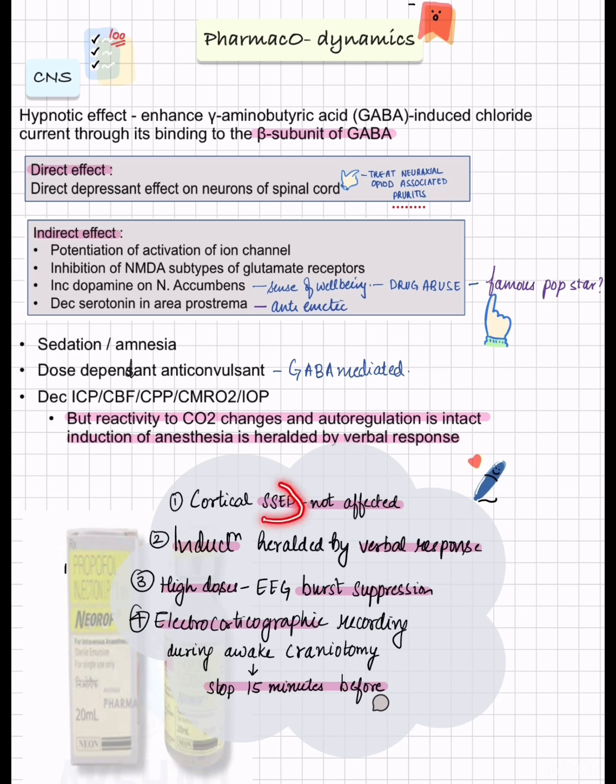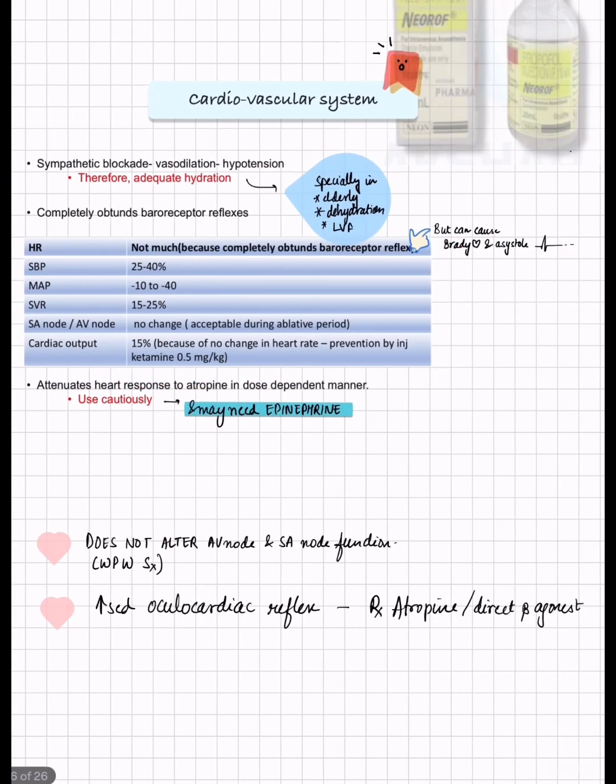Coming to somatosensory evoked potential, it is not affected by propofol. High doses cause EEG burst suppression. ECoG recording, which is used in awake craniotomy, can be done with propofol, provided you stop it 15 minutes prior to the mapping. Coming to cardiovascular effects, it causes sympathetic blockade. That leads to vasodilation, that leads to hypotension.